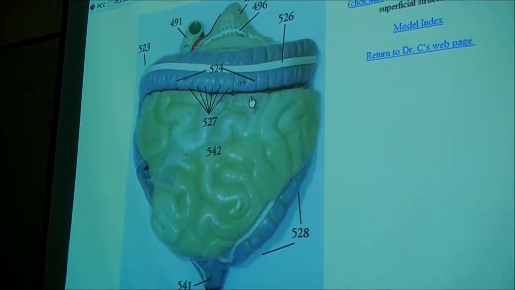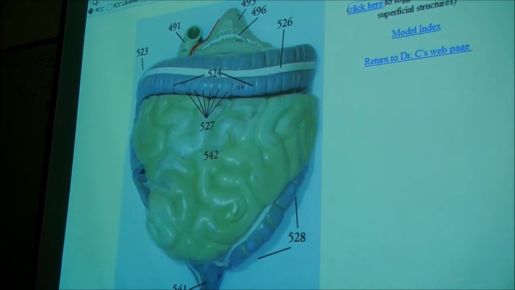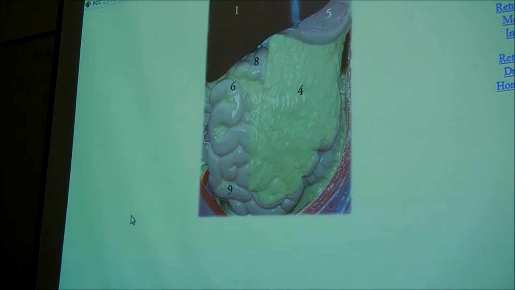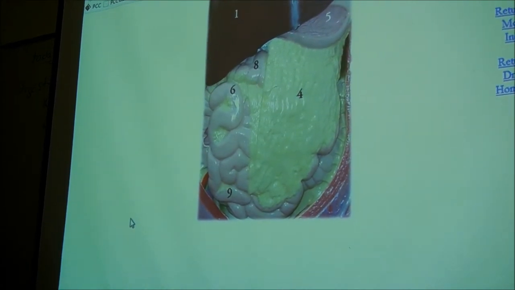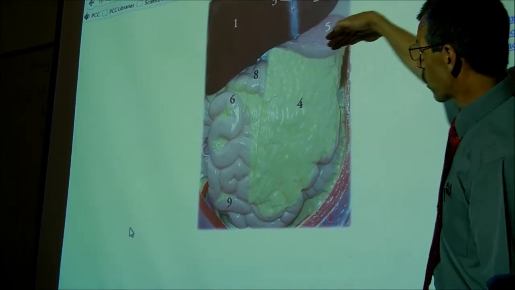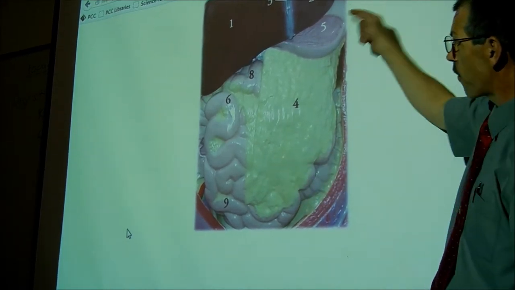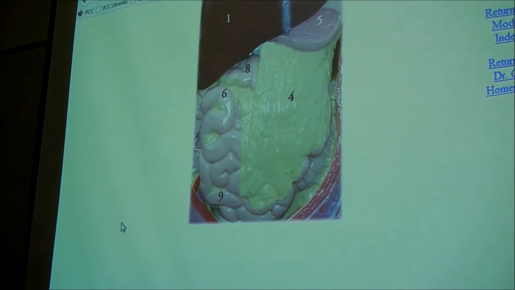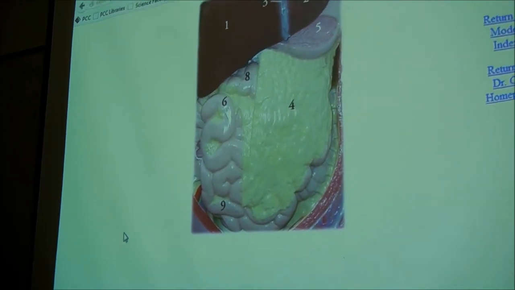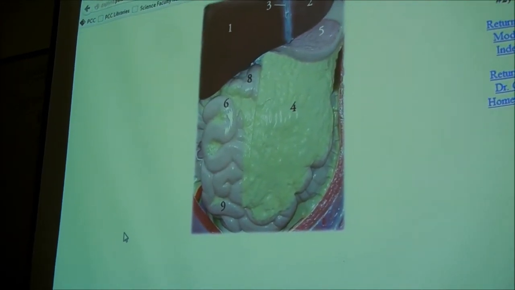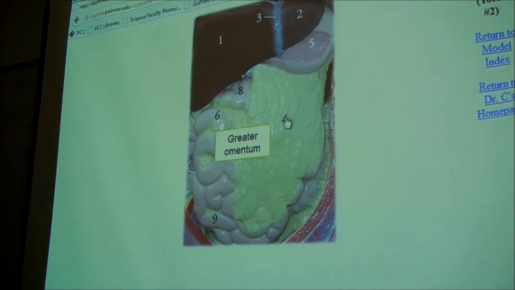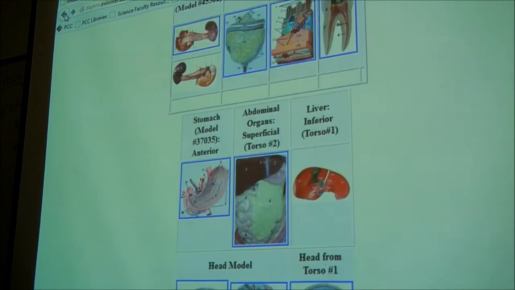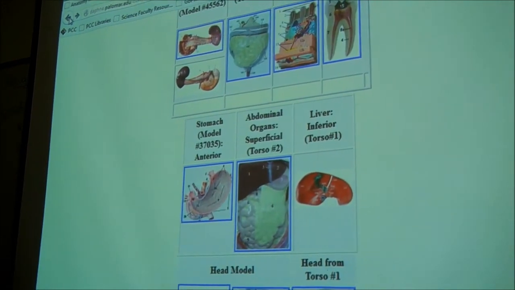Let's go back and find a greater omentum. I just realized there is a picture of that one. Number four is your greater omentum. That's the apron that hangs over the intestines from the greater curvature of the stomach. So if you peel that off, the mesentery is the fat within the intestines, but not over them, between them. Little fat apron. That shows the omentum here, and the mesentery over in there. So we got that, we got that, we got that.